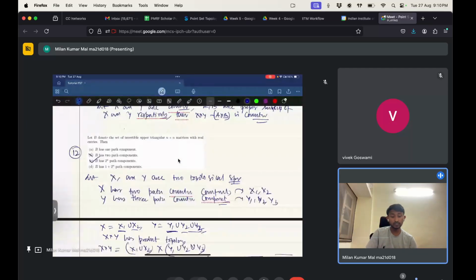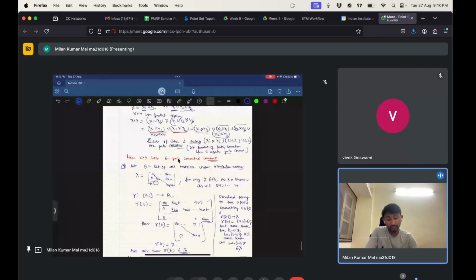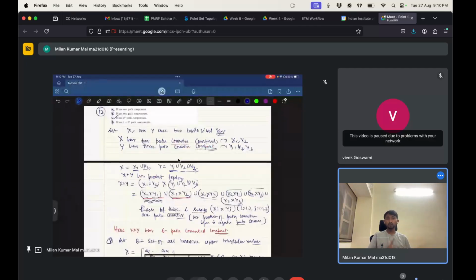Is it clear how this theorem is proved? I think you should read this one because it is very interesting. Why is this interesting? First, what is the statement? If X and Y are two topological spaces, and X has two path connected components and Y has two path connected components, then X cross Y has four path connected components.